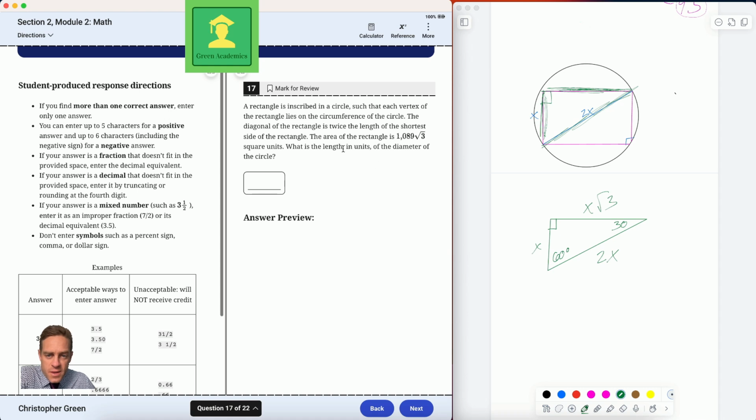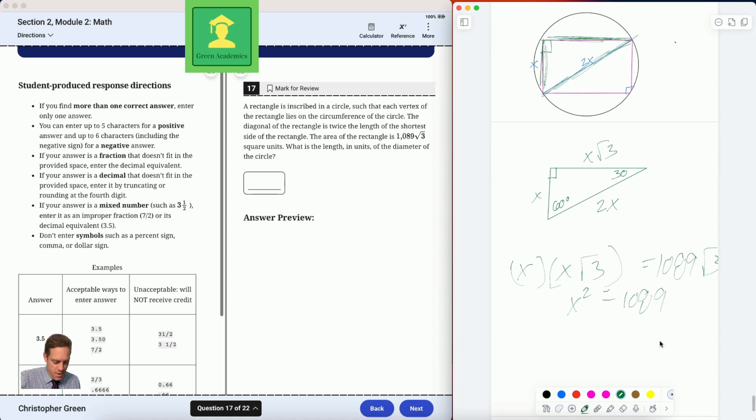Okay, so now it tells you the area of the rectangle is 1089 root 3. So the area is, of course, x times x root 3, and that's what equals 1089 root 3. So x squared equals 1089, which is x being 33. And then the diameter of the circle is, of course, the hypotenuse of the right triangle. That's the long diagonal of the box, which is 66.